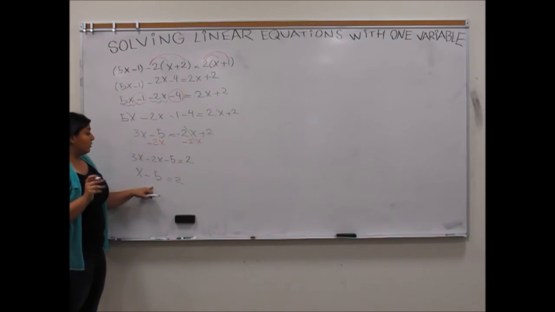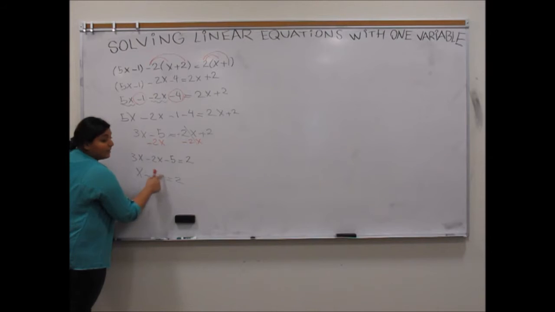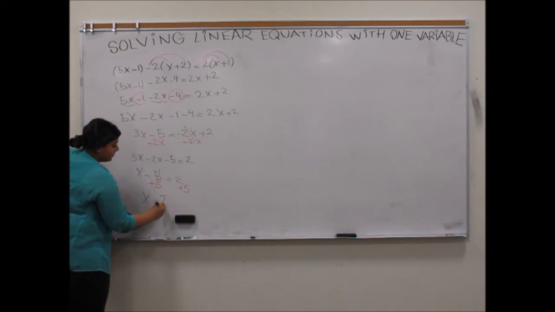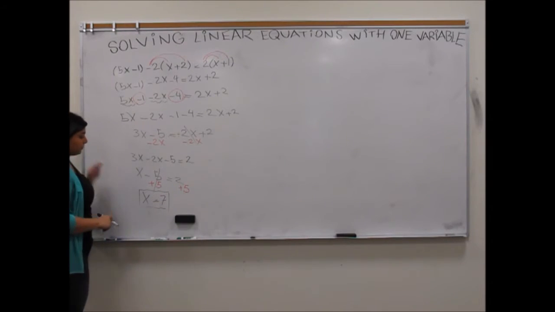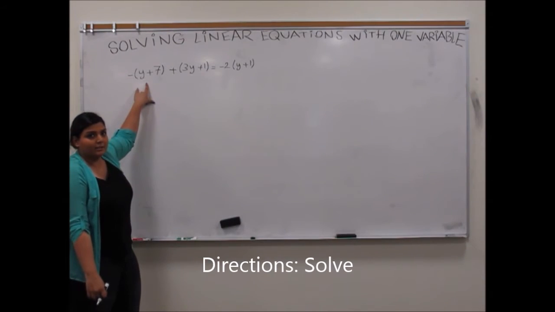So now the only other thing that's bothering me is this negative 5. How I'm going to get rid of that is, since it's negative 5, I'm going to add a 5 to both sides. So that's going to give me x equals 2 plus 5, 7. So why don't you guys go ahead and try this?